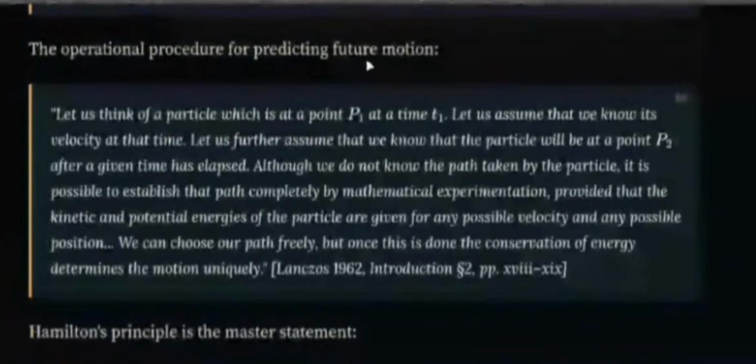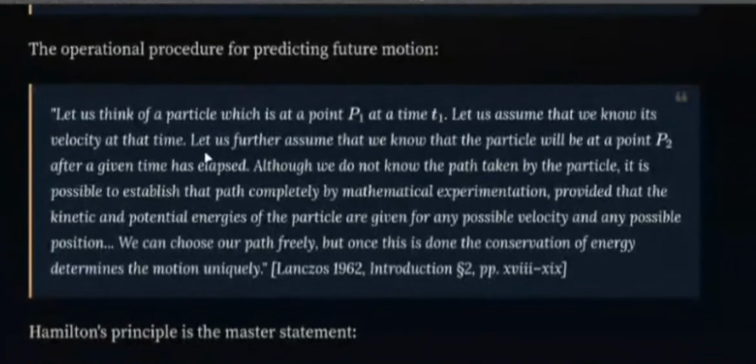So, the operational procedure for predicting future motion. Let us think about a particle at a point P1 at a time T1. Let us assume that we know the velocity at that time. Let us further assume that we know where the particle will be at point 2 after a given time has elapsed. Although we do not know the path taken by the particle, it is possible to establish the path completely by mathematical experimentation, provided the kinetic and potential energies of the particle are given for any possible velocity and any possible position. We can choose our path freely, but once this is done, the conservation of energy determines the motion uniquely.